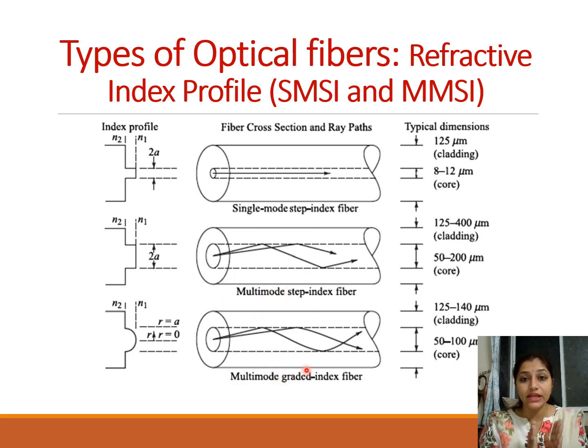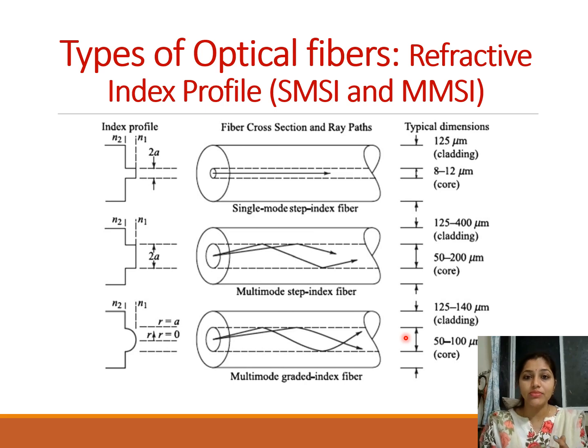Advantages of graded index fiber are that the losses are less and they can travel more distance as compared to step index fiber. Losses are less because there is less intermodal dispersion, and there is less attenuation in graded index fiber.